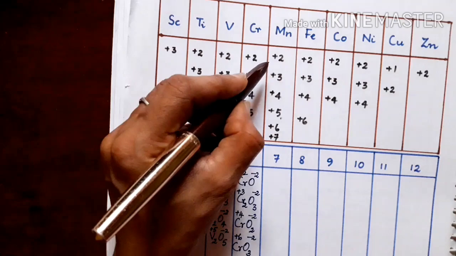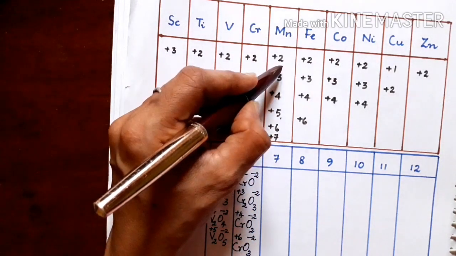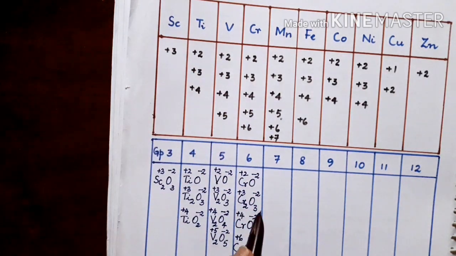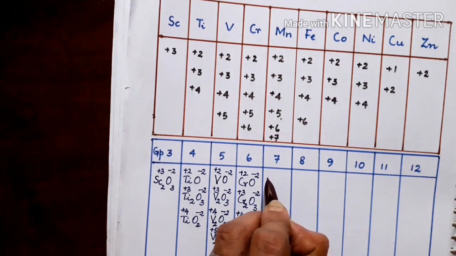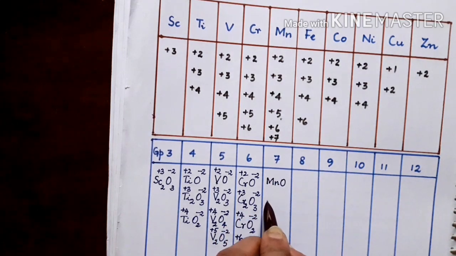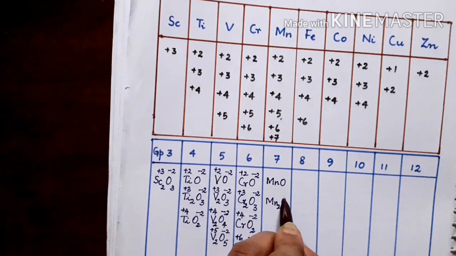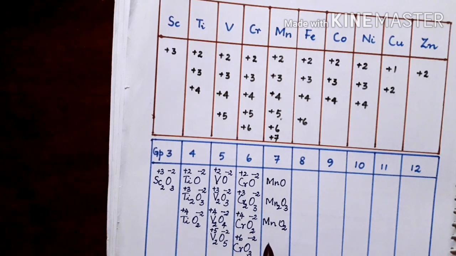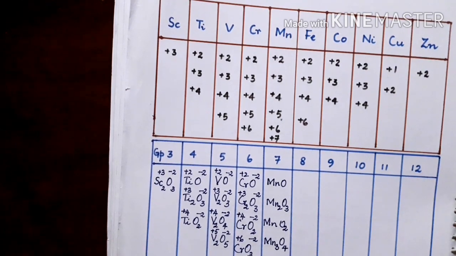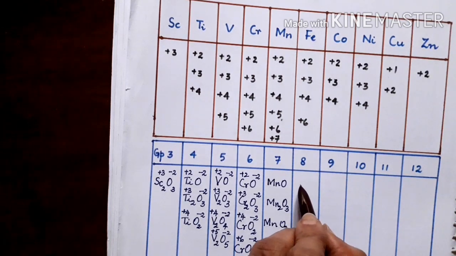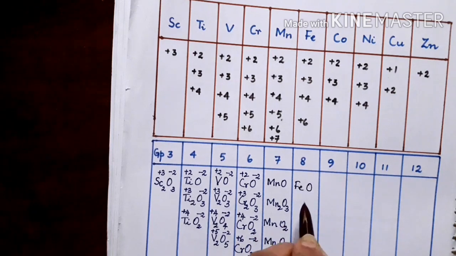Coming to the next one, manganese. Manganese shows a variety of oxidation states starting from +2 to +7. So we have a variety of oxides: MnO, Mn2O3, MnO2, Mn3O4, that is a mixed oxide, and finally Mn2O7.